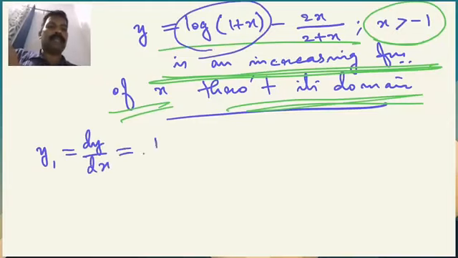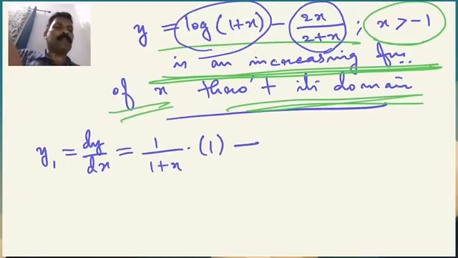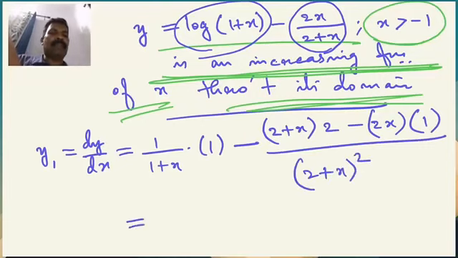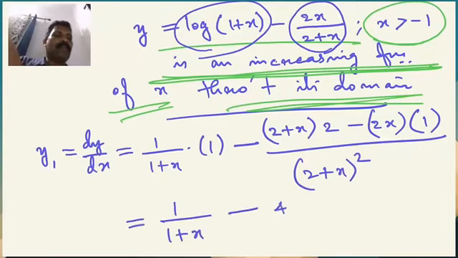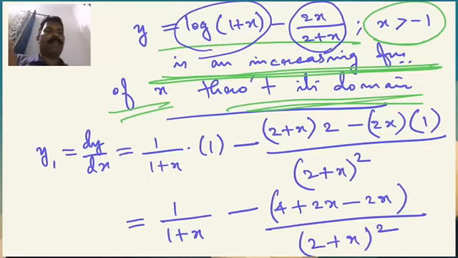So we have log(1 plus x), means that is 1 by 1 plus x, then the derivative of 1 plus x, that is 1 only. We are using the chain rule. Then minus, we have to apply the quotient rule here: v, that is 2 plus x, into u dash, which is 2, minus u into the derivative of the denominator, then divided by (2 plus x) the whole square. That can be simplified as 1 by 1 plus x minus 2 into (2 plus x minus x)... that is, 4 plus 2x minus 2x, then whole divided by (2 plus x) the whole square.